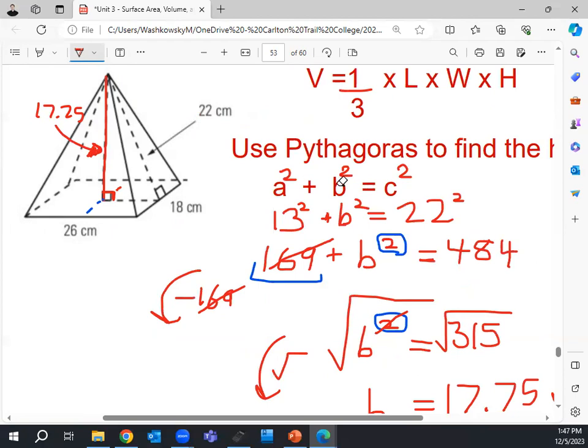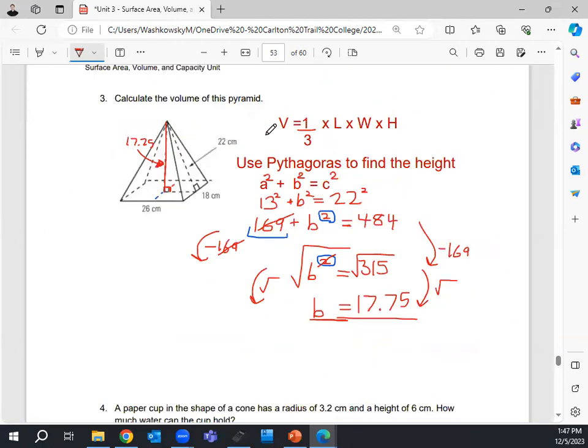And now I'm equipped to do exactly what I said at the very top. Just like before, I wrote my formula at the very top. I know what I have to do. Always write your equation at the top. I now have my length, my width, and my height. So all I'm going to do is punch that in over here on the very bottom. So volume is equal to a third.